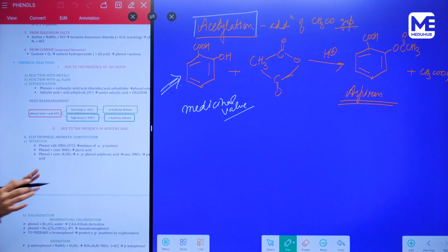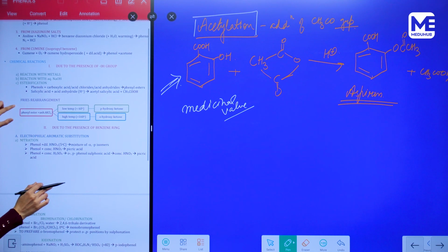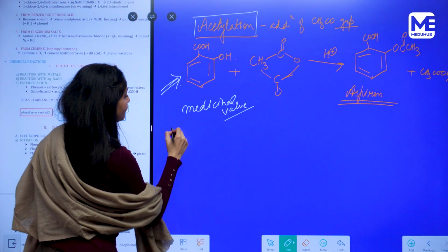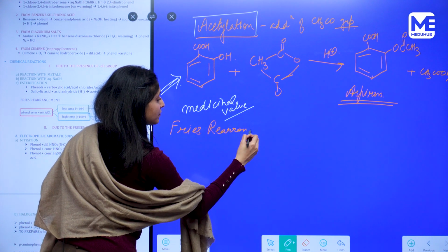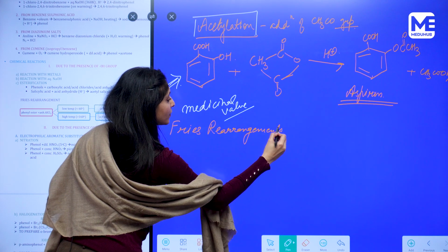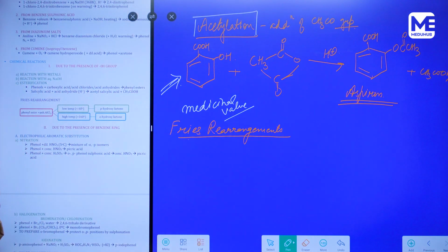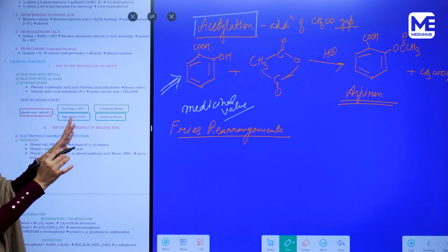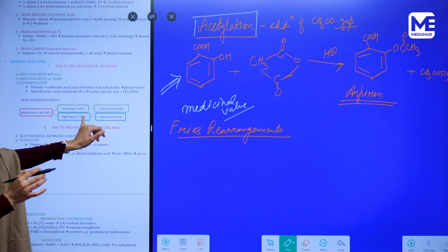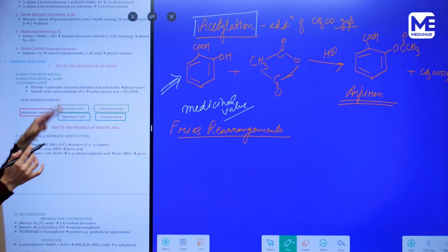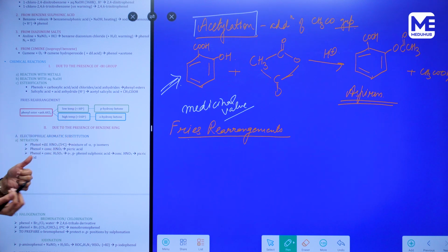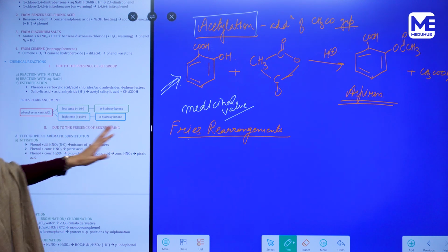Now what is interesting is that these phenyl esters can undergo rearrangements, which are called Fries rearrangement. So if they are fused with anhydrous AlCl3, aluminium chloride, they can give us a mixture of para-hydroxyketones and ortho-hydroxyketones. Or if the temperature is below 60 degrees, the para isomer predominates. If the temperature is higher, that is greater than 160 degrees, we get the ortho-hydroxyketones.